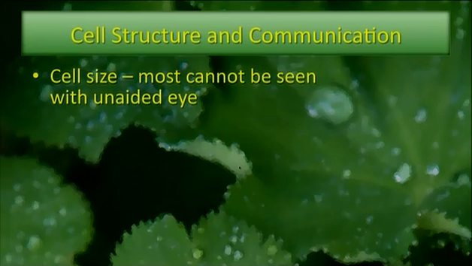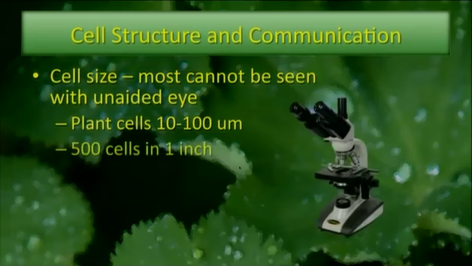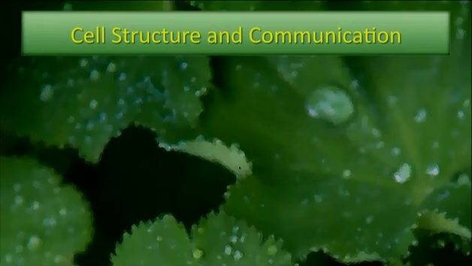Now, cell size. Most cells cannot be seen with the unaided eye, because plant cells are only about 10 to 100 micrometers large. That means there are 500 plant cells in 1 inch, which is way too small for you to see without a light microscope. So why are cells so small?